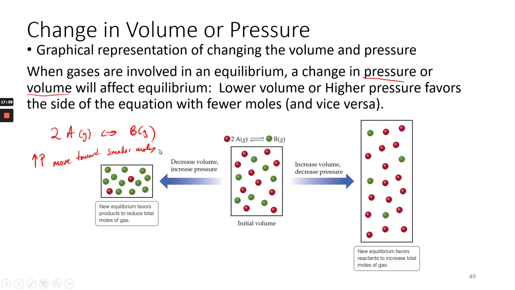So let's look at this. Here I am increasing pressure, and the smaller moles, in this case B, are green. Notice I have more green circles here, so I have more B here. Why do I have more B? Because the reaction's shifting forward. I'm making more B, and I'm using up A. So I have less A and more B. Now, if I decrease the pressure, it will move towards more moles.